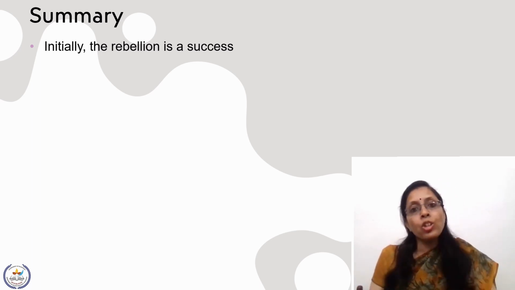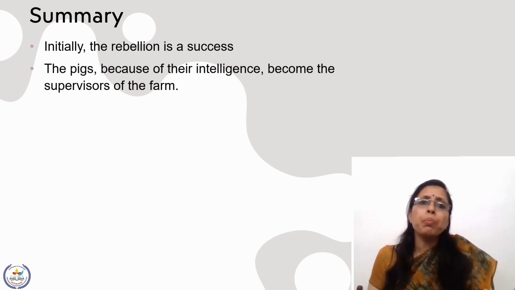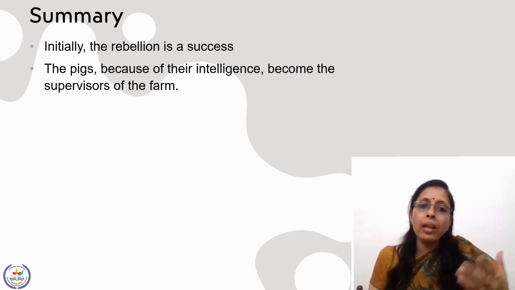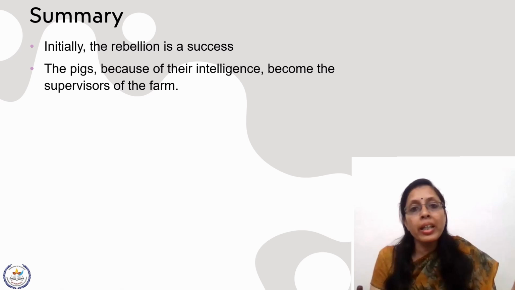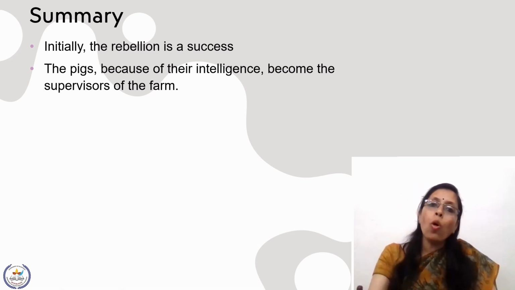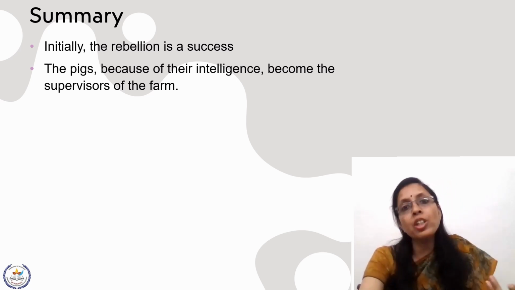So initially this rebellion is a success, and the pigs, because they are more intelligent than other animals, become supervisors. They are the ones who take the lead. They are the ones who will be giving all the tasks to other animals, and supervising their job. So they start taking that position of leadership.